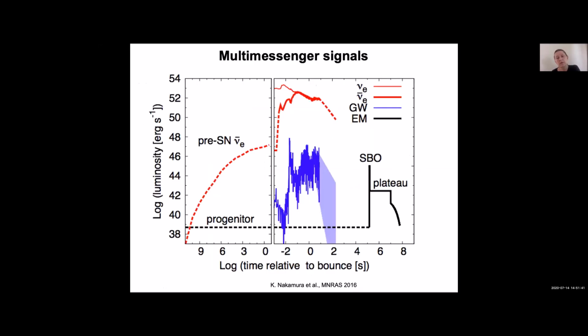There are also multi-messenger signatures, including gravitational waves, and of course, all the electromagnetic wavelengths for the subsequent explosion. This is an example of a model in which there's also a gravitational wave signal. And here you can see the time scale relative to the bounce. There's an uptick of pre-supernova neutrinos before the collapse that could be a true supernova early warning.